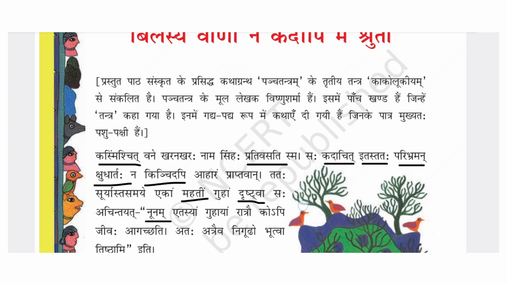So the present text is compiled from the third part, that is the तृतीय तंत्र, of Panchatantra, and this part is known as the Kakolukiyam. So the name of this author is विष्णु शर्मा, that is, पंचतंत्र के मूल लेखक विष्णु शर्मा हैं.